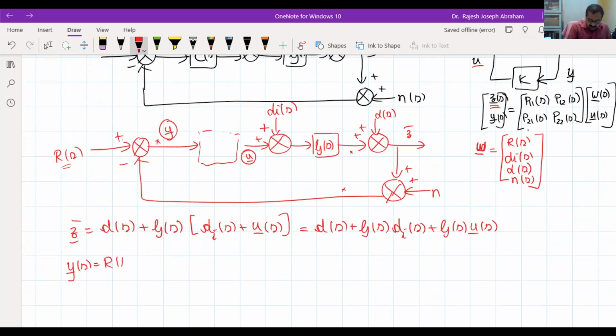Okay, so R of S minus what is the signal at this point? N of S plus the signal at this point, plus Z bar. What is Z bar? D of S plus this thing. Okay, so I can write this as: R of S minus N of S minus D of S minus G of S di of S minus G of S U of S.